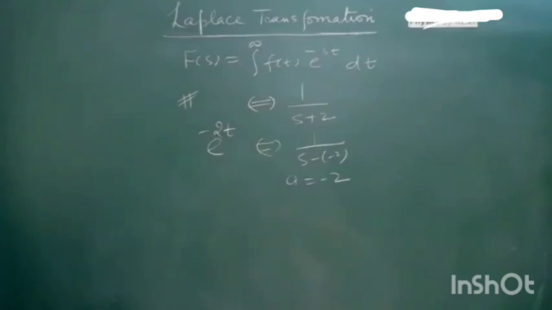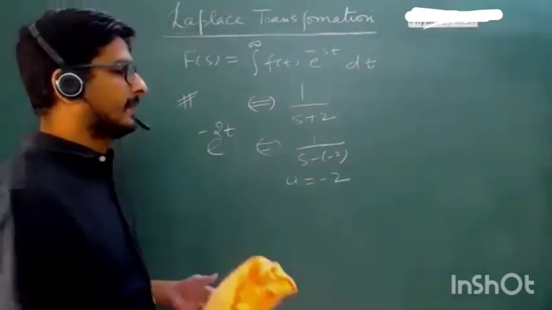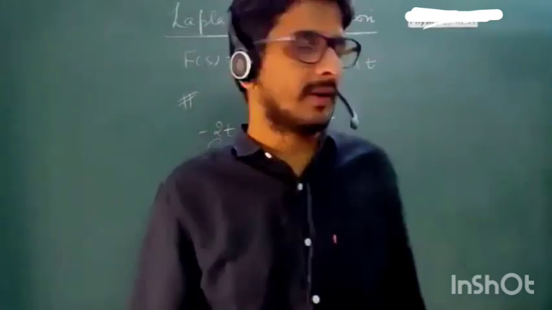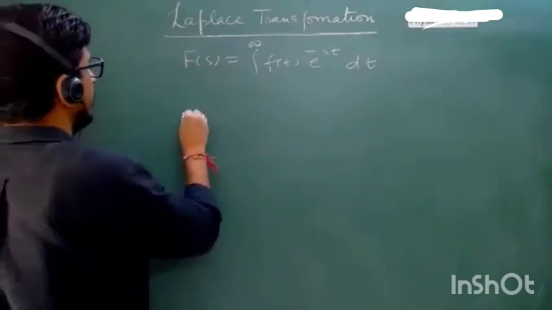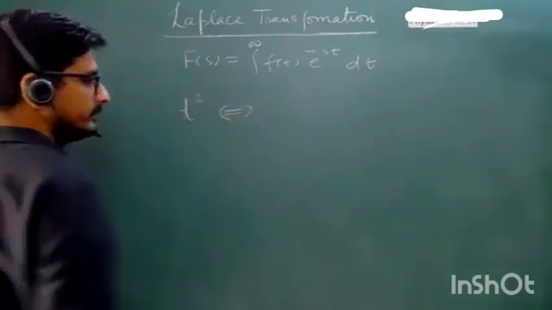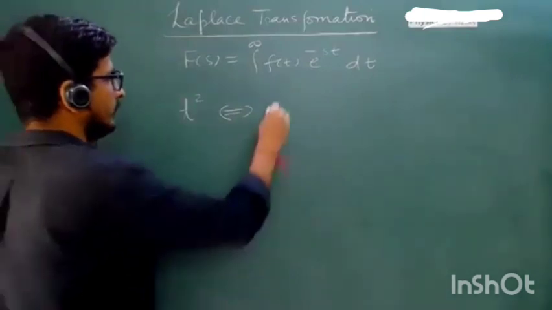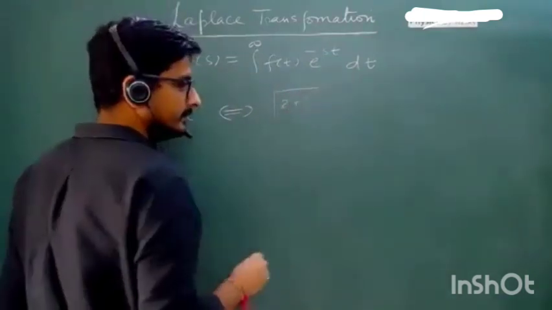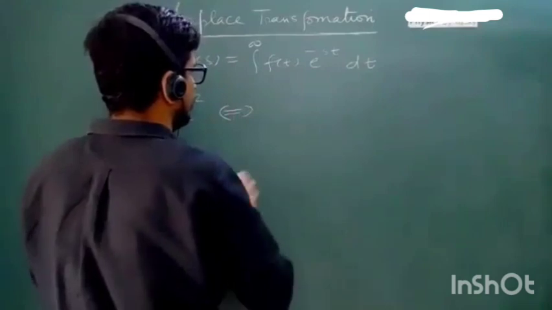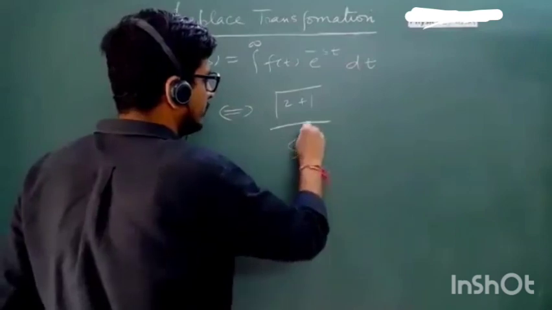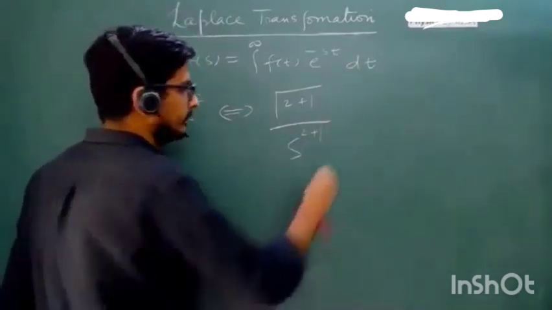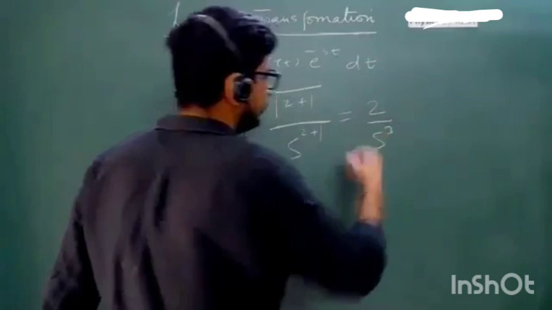So there are properties that will be used in Laplace transformation. We already know the Laplace, and we can make so many questions out of that. For example, suppose somebody asks me, what is the Laplace of t square? So what will I do? Gamma 2 plus 1 over s to the power 2 plus 1. So 2 by s cube.